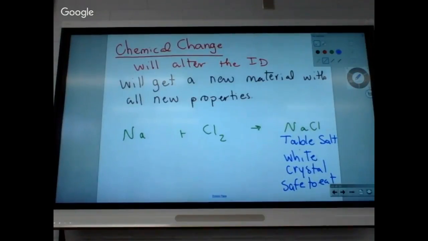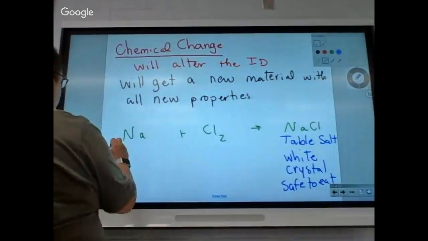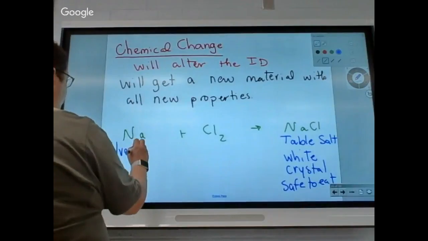All right, so when you look at this, Na plus Cl2. Na. Na is a what? Anybody know? It is sodium. All right, it's a metal. Okay? Sodium is a silver metal.